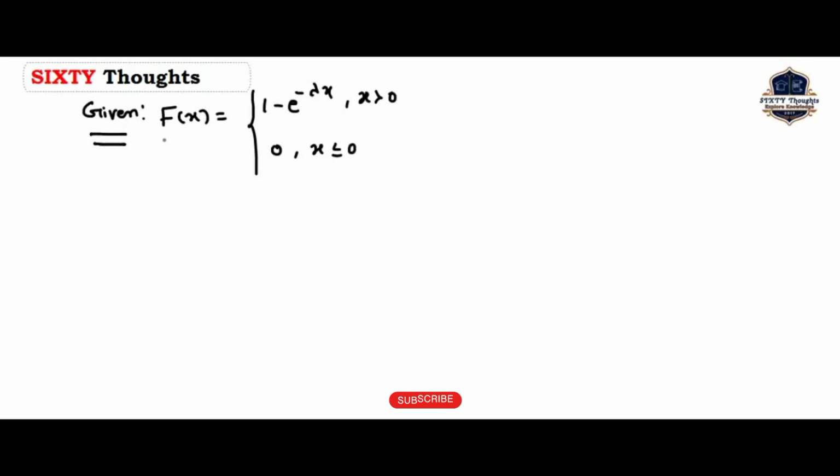What is given? F of x is given, which means the cumulative distribution function is given, that is nothing but F of x equal to 1 minus e power minus lambda x, x greater than 0, 0 otherwise. So what is our target? We are going to find small f of x. Small f of x means the probability density function. So whenever they give the distribution function, which means capital F of x, we should know how to find the probability density function, which means small f of x.